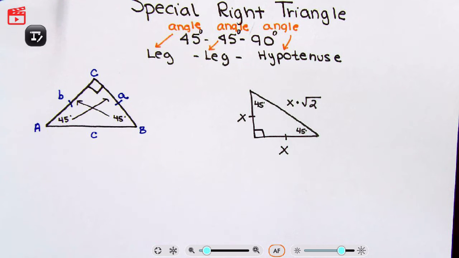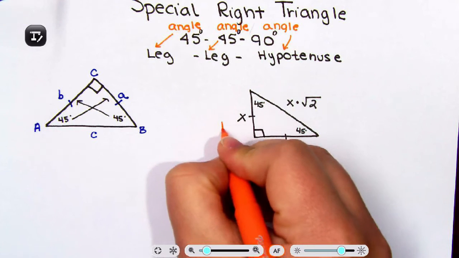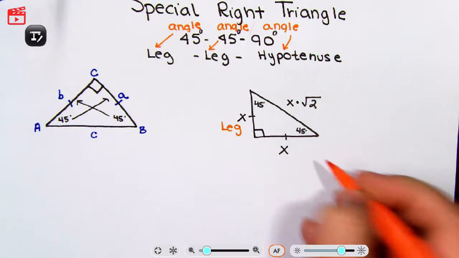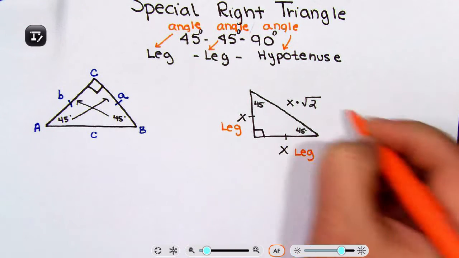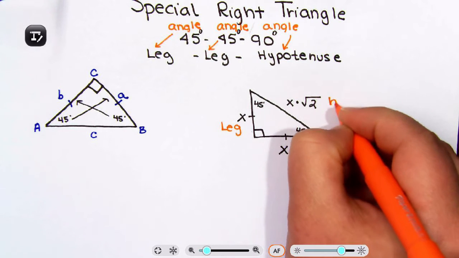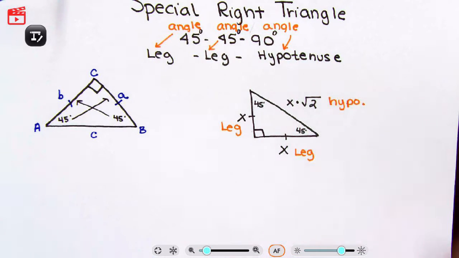So we're going to be giving you side lengths. I'm going to give you a leg, I'm going to give you a hypotenuse, and we're going to ask you to solve for an unknown side. So I want to show you that this right here is a leg. This right here is a leg. And this right here is your hypotenuse. I abbreviate hypotenuse as hippo. So we have a leg and a hypotenuse. Make sure that you understand that both legs are the exact same size.